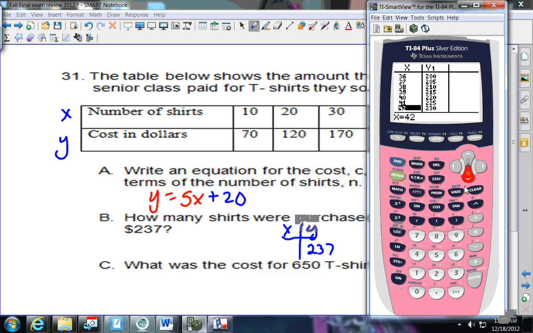Now, right here, 237. Is there an exact 237? You've got right here at 235, that's 43 shirts. But if you only have 237, can you buy 44 shirts? Do you have enough money? No. So the most you can get is 43 shirts.